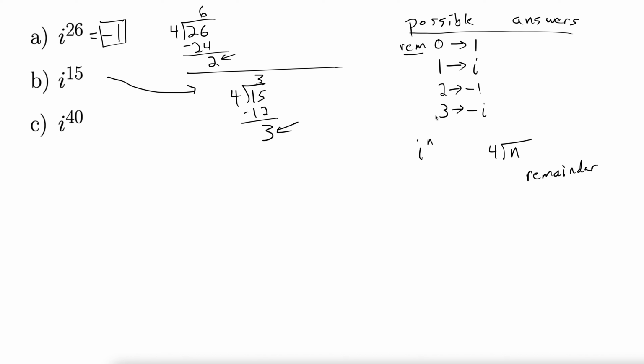Here's our remainder. Well, remainder 3 gives us -I for an answer. Okay, so our answer to this one is -I. I to the 15th is -I. There we go.